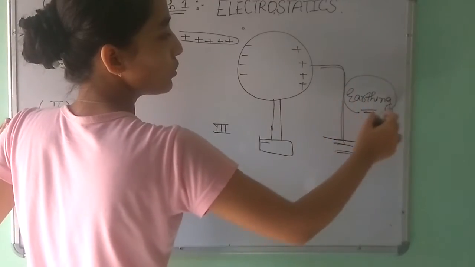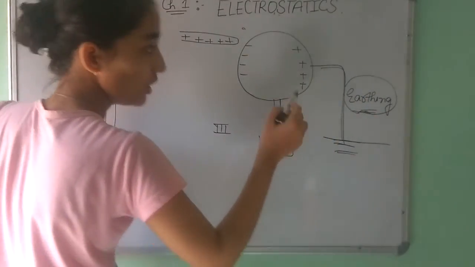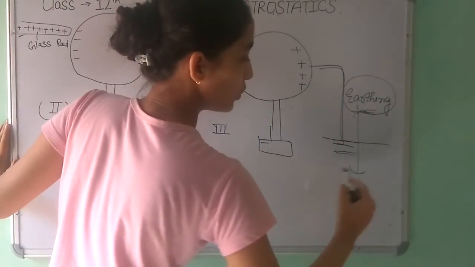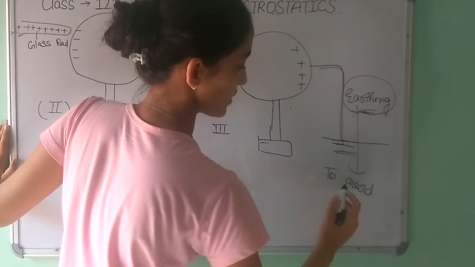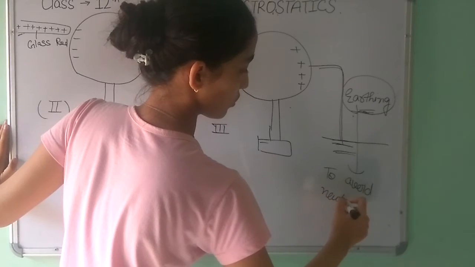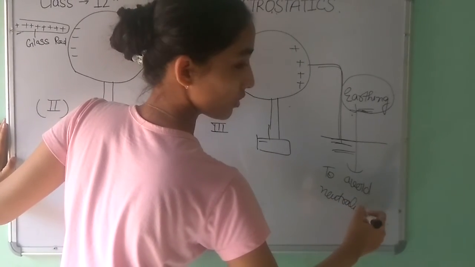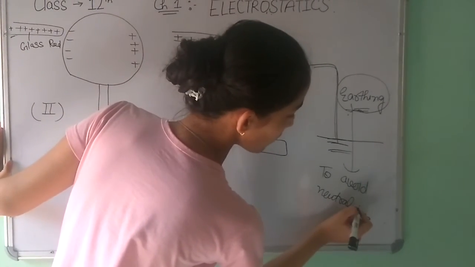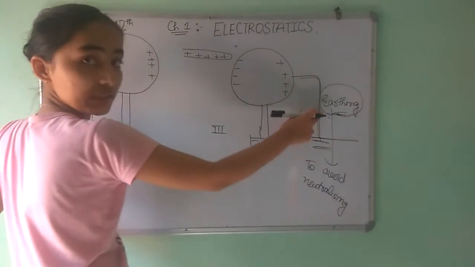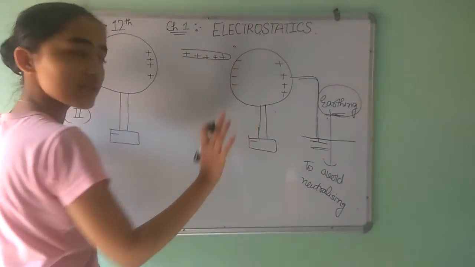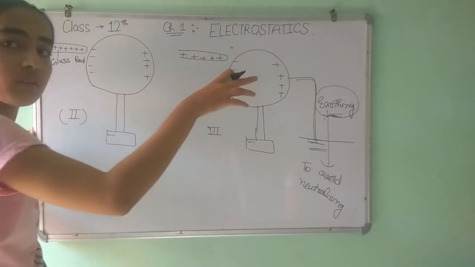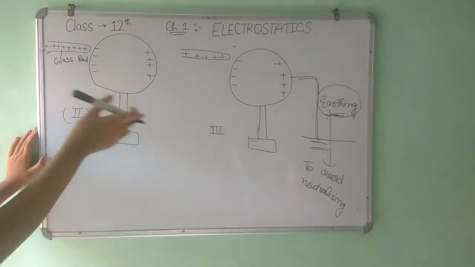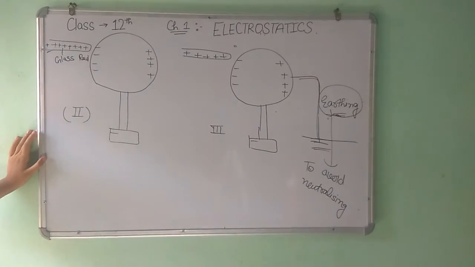So why do we need to do earthing? In this metal sphere, we need earthing to avoid neutralizing of this metal surface. Because if we do not do earthing, then the positive charge remains here and the negative charge remains here, and then they combine together to make the metal sphere neutral again.